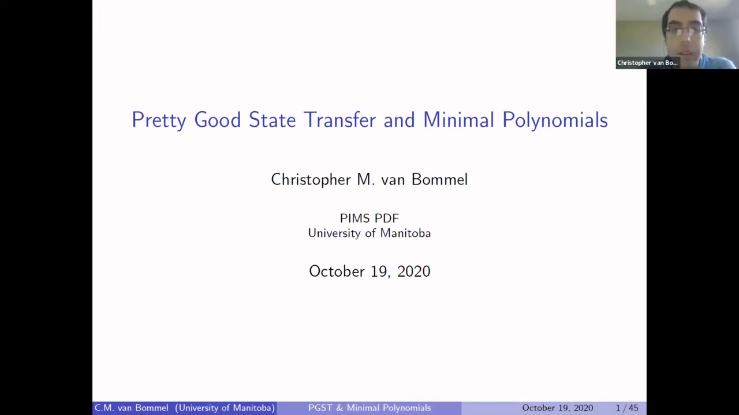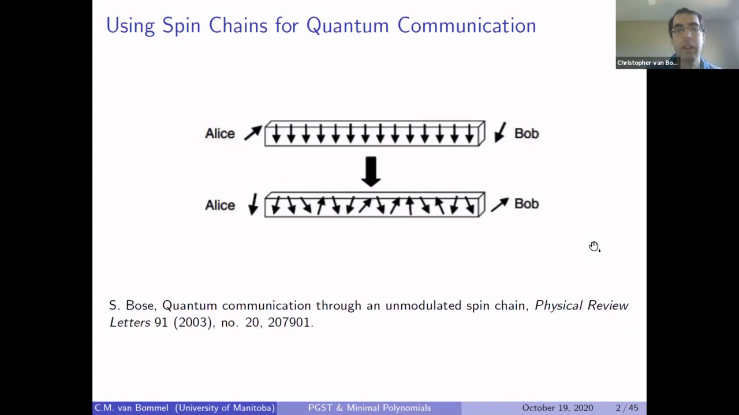Thank you, Sophia. So yes, today I'll be looking at pretty good state transfer and connections with minimal polynomials. So the setup here is we're looking at quantum walks on graphs, and the idea is looking for ways to transfer these quantum bits of information from one location to another.